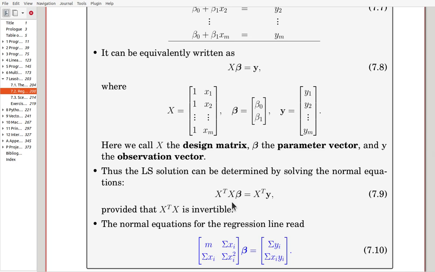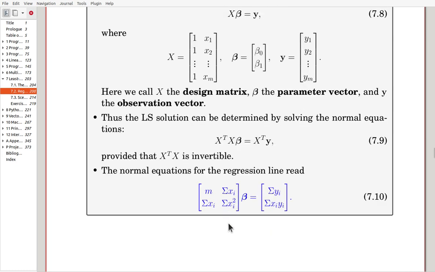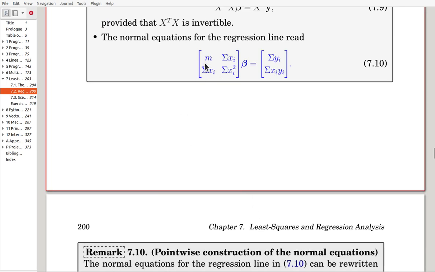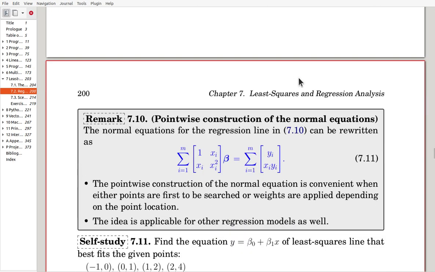Now here, practically, explicitly, we can write down the matrix X transpose X and the right side in this way. That is m, the number of points, and summation of xi, and summation of xi, and summation of xi squared. There's a summation of observed y values, and summation of xi yi. In reality, we may construct the normal equations pointwise.